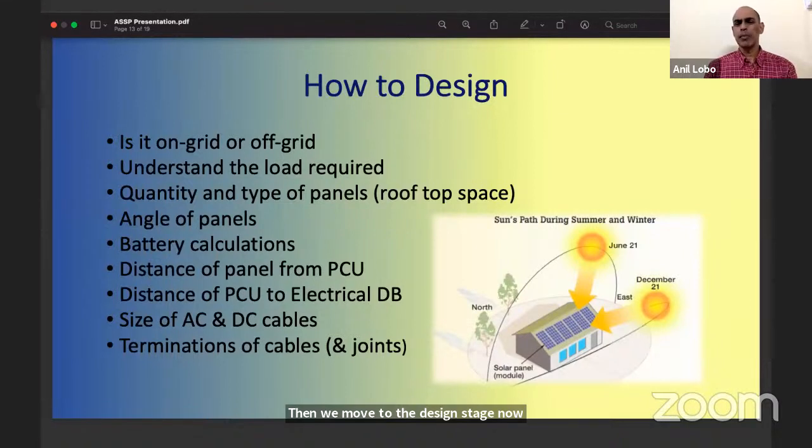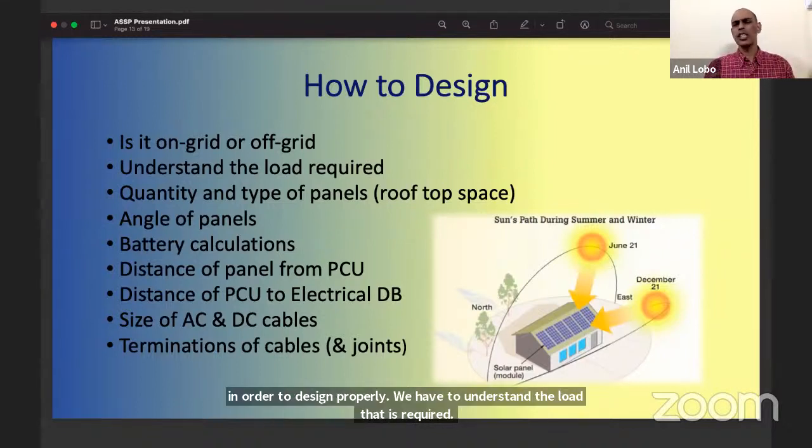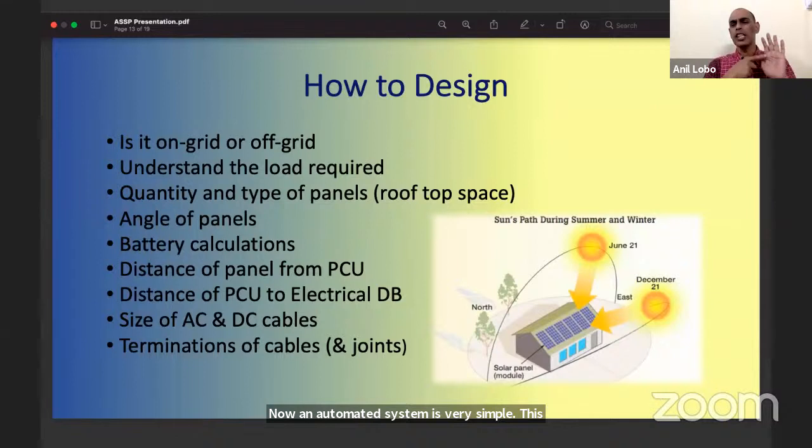Now, in order to design properly, we have to understand the load that is required. An on-grid system is very simple. There's no designing. You look at your electricity bill and it says your sanction load is 5 kilowatts. Your discom will allow you to install only 5 kilowatts of solar system. There's no engineering involved. You can install 1, 2, 3, all the way up to 5, because your sanction load is 5 kilowatts. You cannot install 5.01 because they will not allow you to connect to the grid, so your installed system has to be scrapped. If you have a 10 kilowatt sanction load, you can install up to 10 kilowatts.